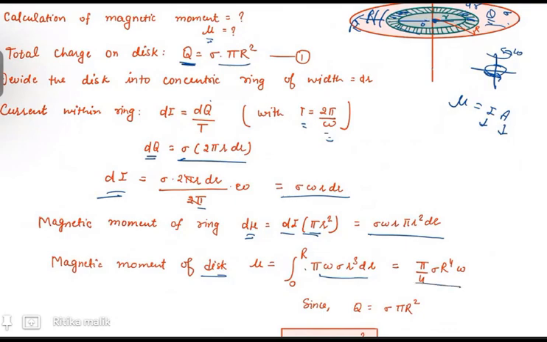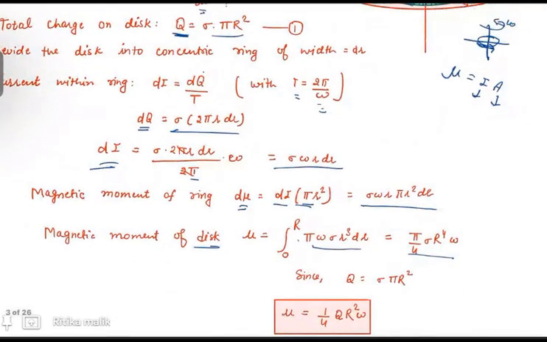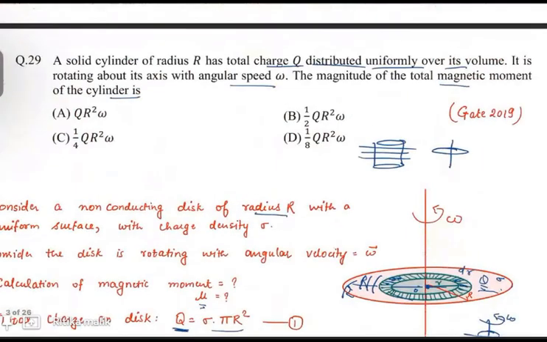But since in the options the answer is given in terms of q, we replace sigma pi r square by q, and we will get the magnetic moment in terms of q. It is 1 by 4 q r square omega. So 1 by 4 q r square omega. So this is the correct option here.